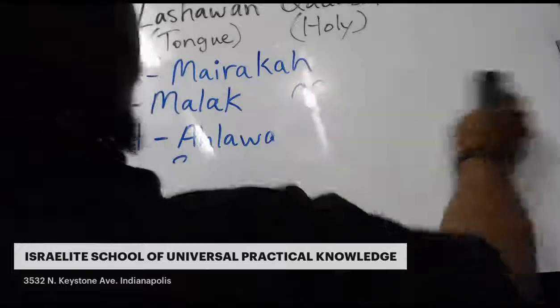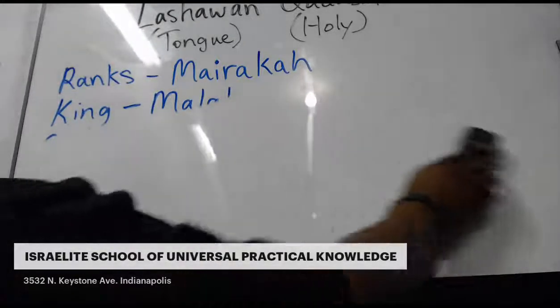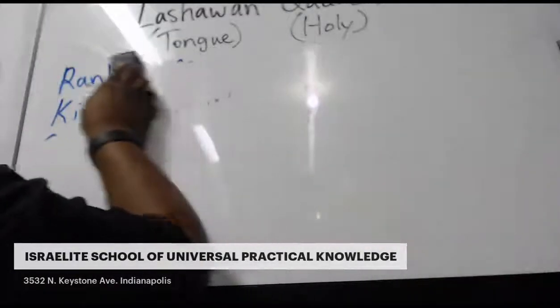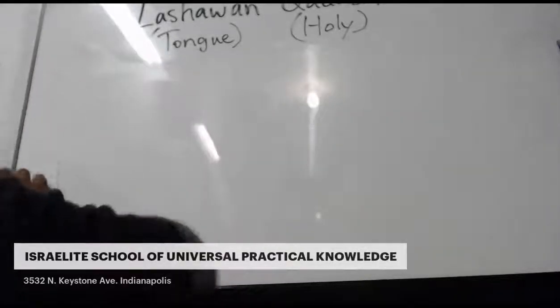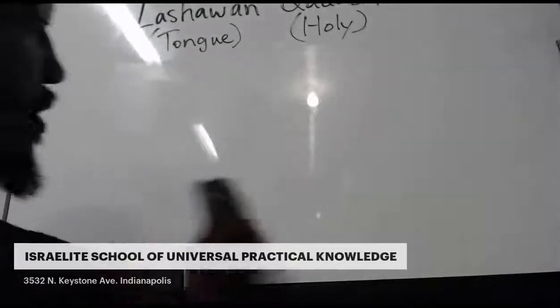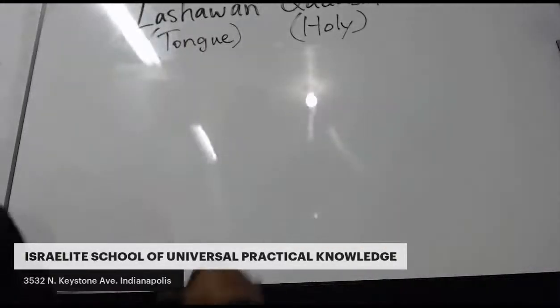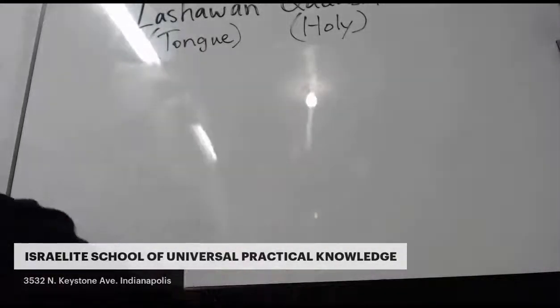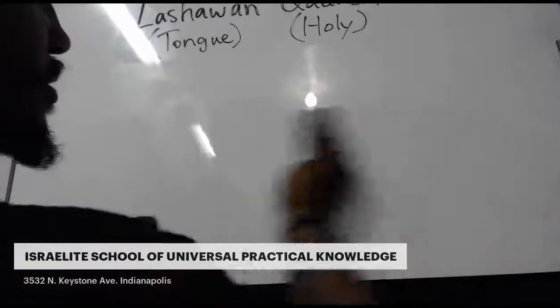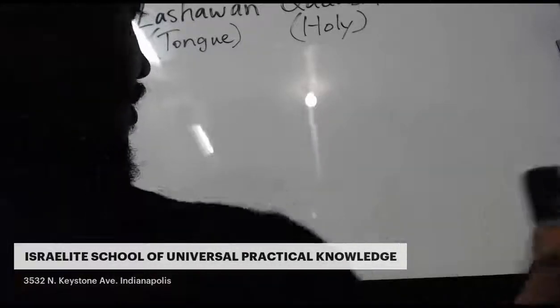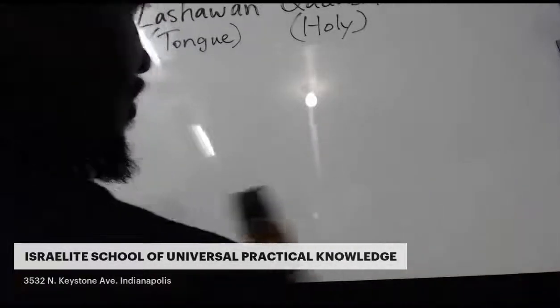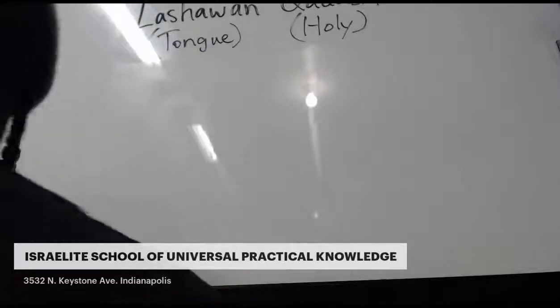Okay. These are the Ma'irika, the ranks of the nation of Zion, Mount Zion, of the government structure of Israel. That's the ranks. King is number one. Then you go down from there.